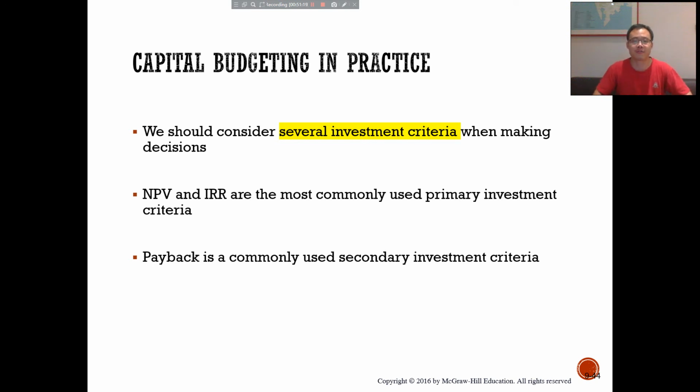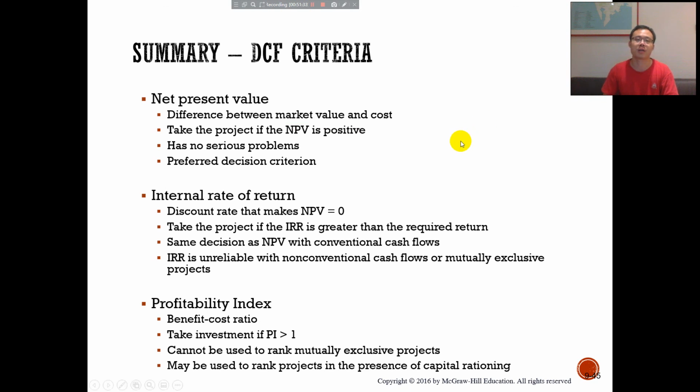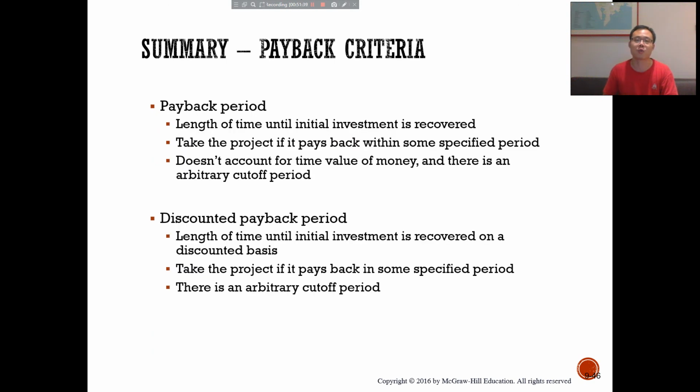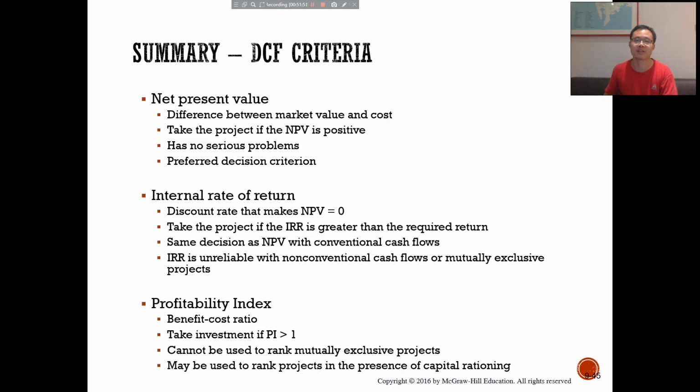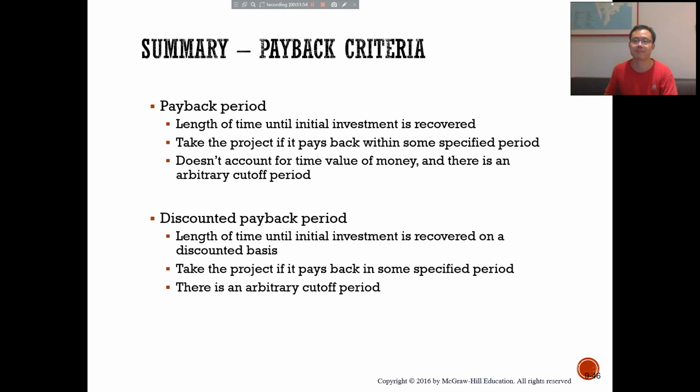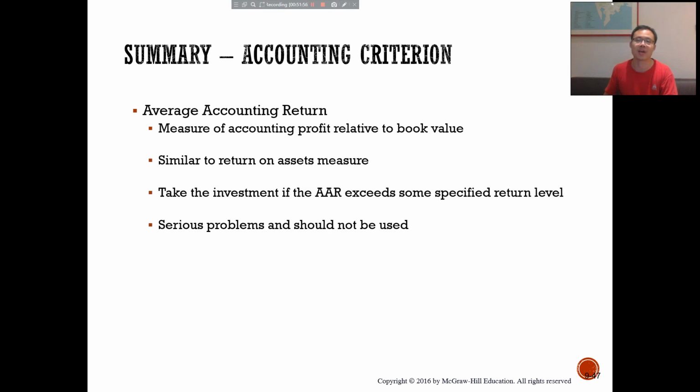Generally speaking, we first use NPV and IRR. They are the most commonly used primary investment criteria, and payback period is commonly used as a secondary investment criterion. We learned NPV, IRR, and profitability index; these three are closely related. And we have the payback period and discounted payback period; these two are closely related. Finally, we have an accounting criterion. The previous ones are DCF, discounted cash flow criteria, and the payback criteria. And at the end, we have the AAR, the accounting criterion.